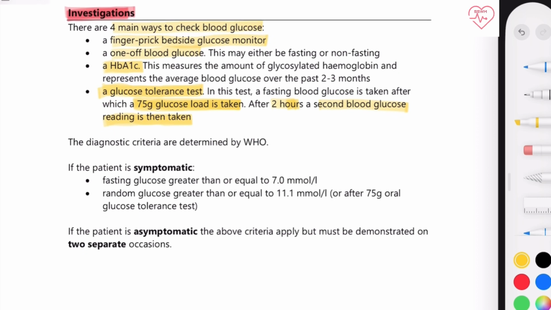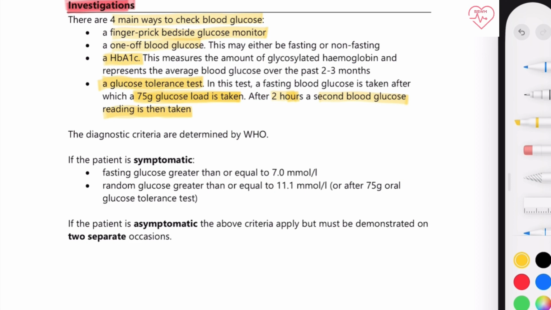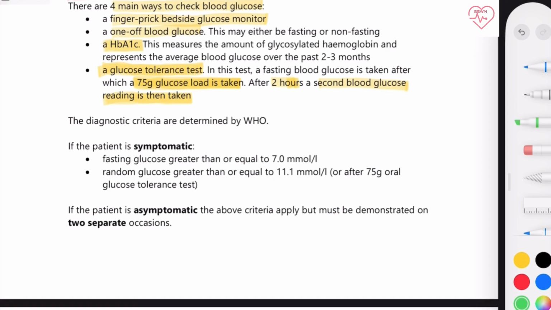The diagnostic criteria are determined by WHO. If the patient is symptomatic, fasting glucose greater than or equal to 7.0 millimole per liter. Random glucose greater than or equal to 11.1 millimole per liter, or after a 75 gram oral glucose tolerance test. So this thing you have to remember.